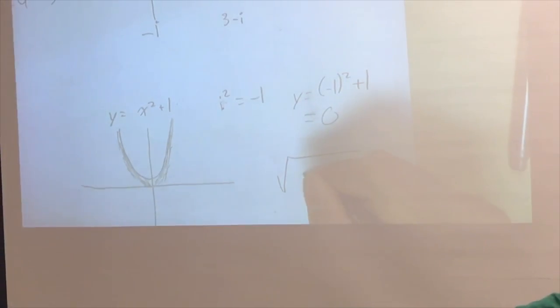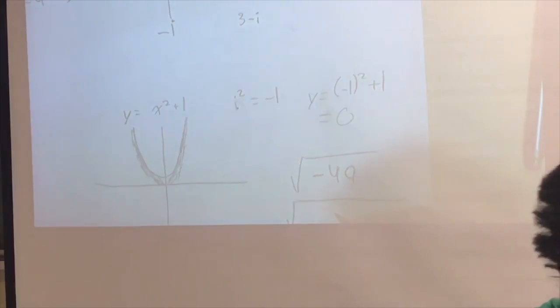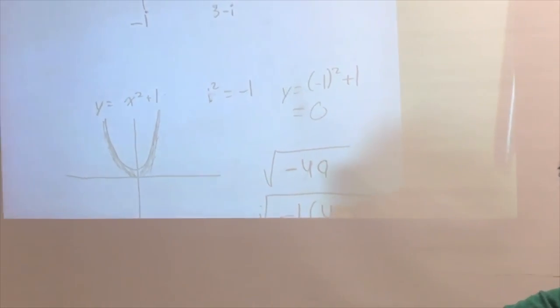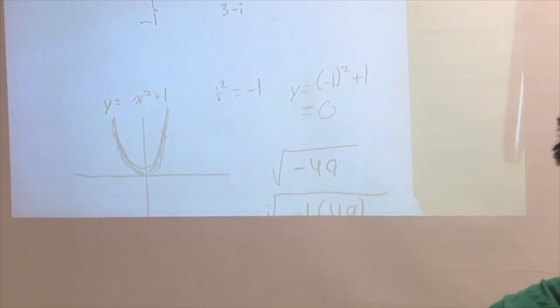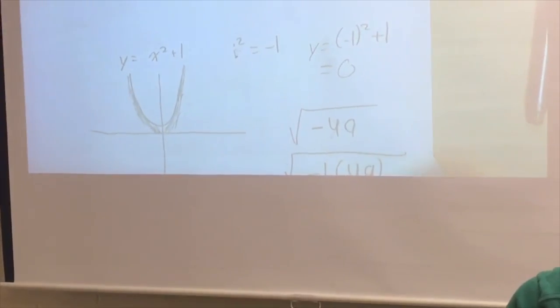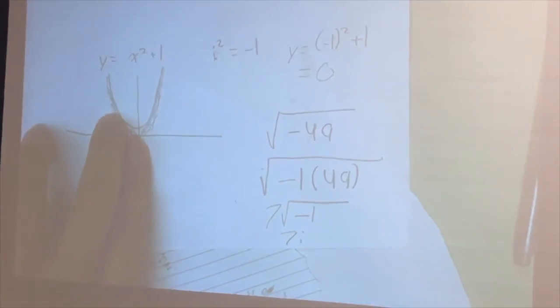Okay, let's say you had the square root of negative 49. We know from last year, this is the same thing as the square root of negative 1 times 49. So we can factor this part out. It becomes 7 times the square root of negative 1, and that's the same thing as 7 times i. You got all that? Okay.